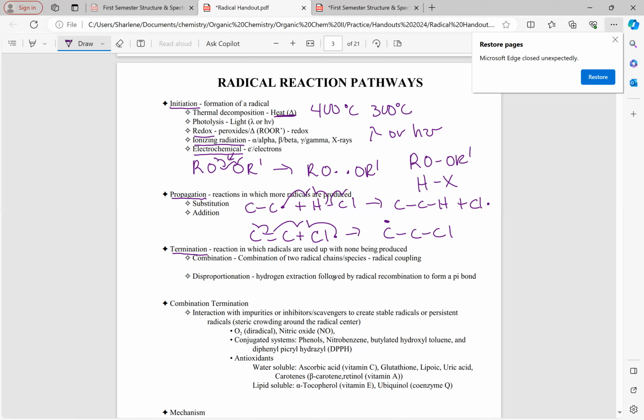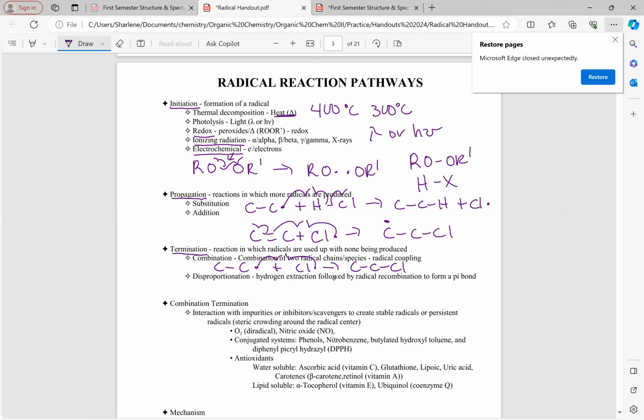Termination has a little bit more interesting variations. Termination is a reaction in which radicals are used up and none are produced. I'm trying to get rid of these radicals, and how am I going to do that? Well, I could just combine them. That's the easiest, simplest version. Let's say we have that plus that. Oh, look, a radical and a radical combined together. No more radical. I'm going to talk about combination in more depth in a moment, but basically you just combine them.